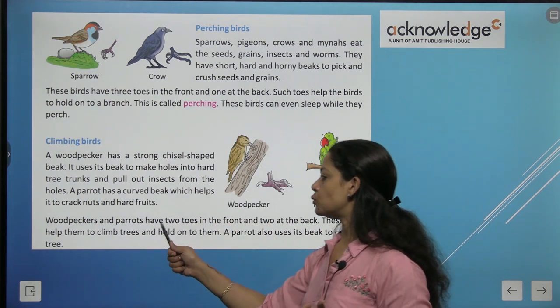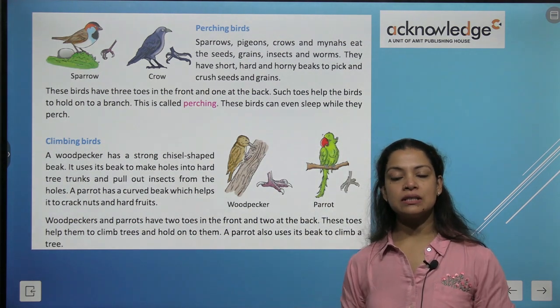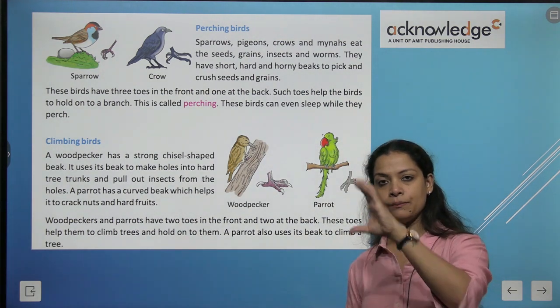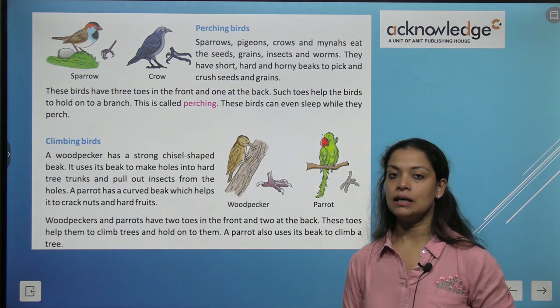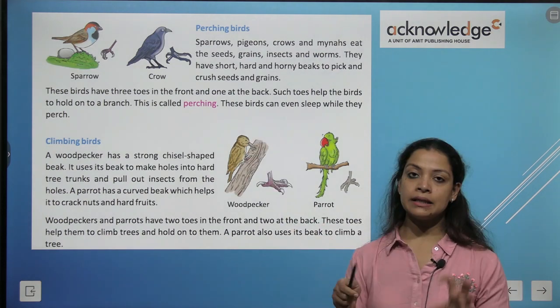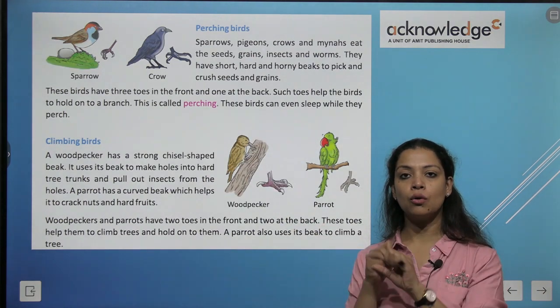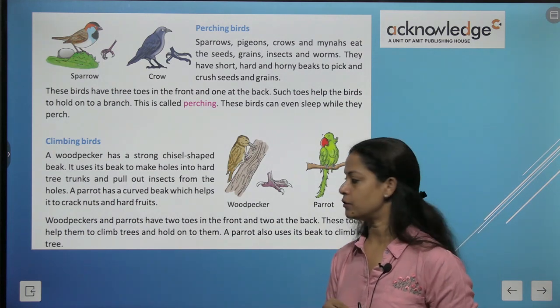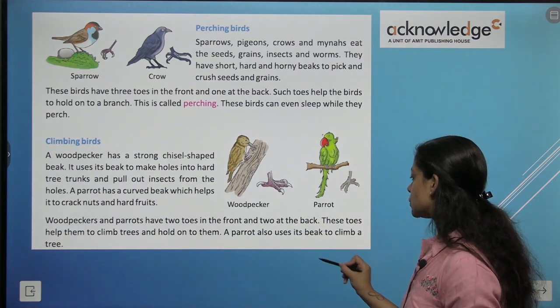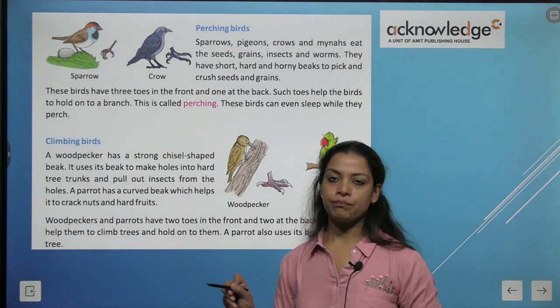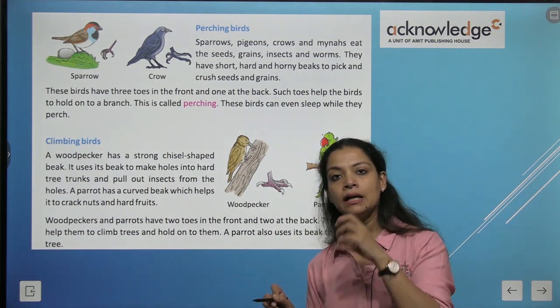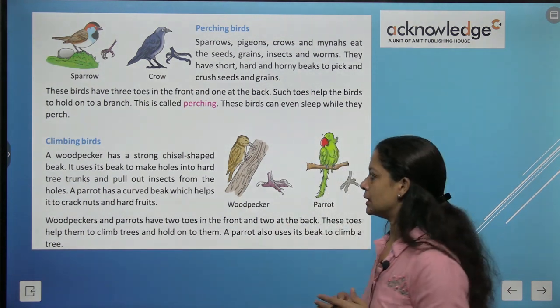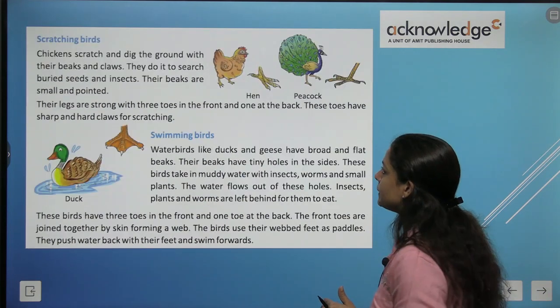These toes help them to climb trees. अब इनके toes किस चीज में help करते हैं? To climb. इस तरह से trees पे climb करने के लिए. Previously what I told you, they have such kind of toes to hold on to the branch of the tree. Now a parrot also uses its beak to climb a tree. Parrot अपना beak use करता है tree का support लेके climb करने के लिए. So these are called climbing birds.